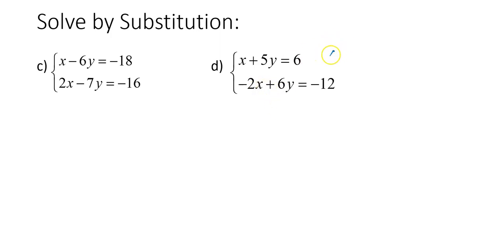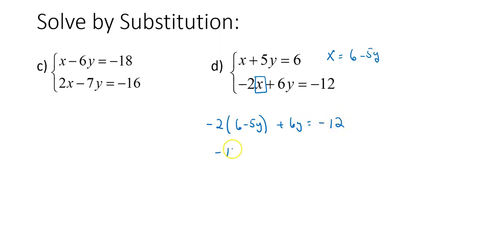So I'll subtract the 5y from both sides and get x equals 6 minus 5y. Right? If you want to write the minus 5y on each one, that's what I get. So I'm going to replace this x over here with a 6 minus 5y. Now don't forget that there's a negative 2 already on the outside. So negative 2 times 6 minus 5y plus 6y is equal to negative 12.